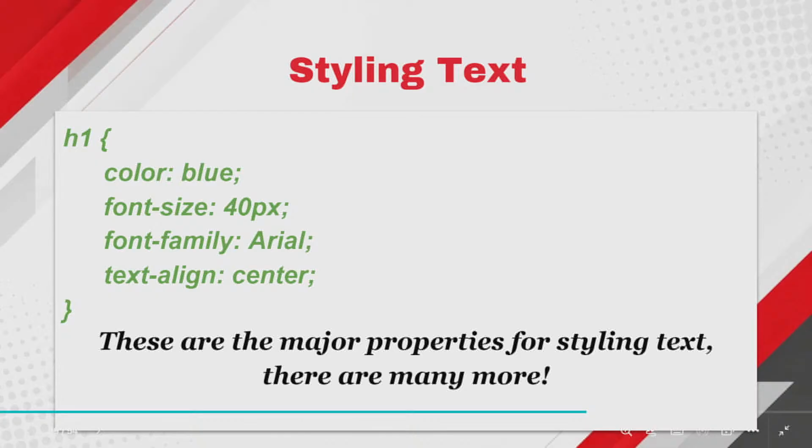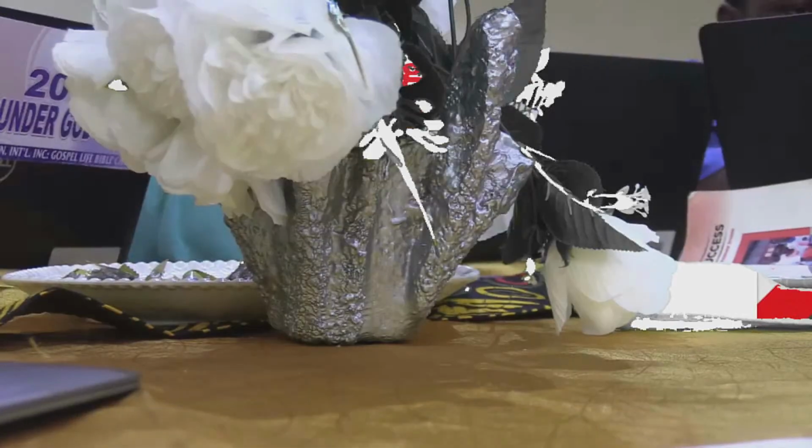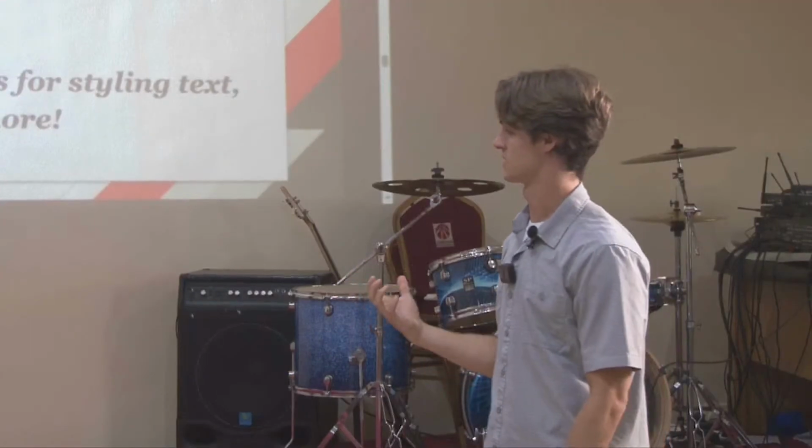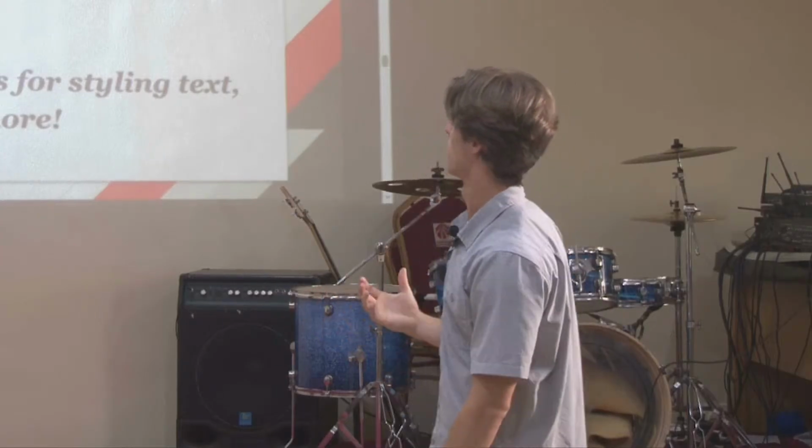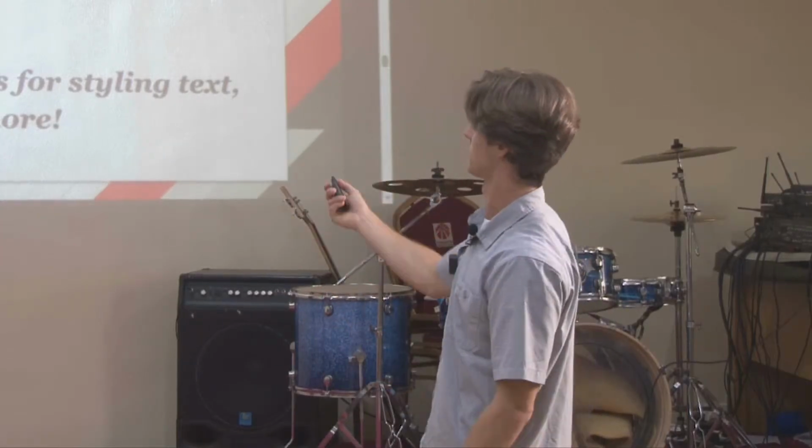So these are some of the most foundational properties for styling text: color, size, fonts, and how you want it to be aligned. There's some other things that you can do as well, but these are the most foundational. So now we're going to see, if you remember, and you're all looking at it in your files or in your projects as well, the most generic styling is Times New Roman, and it's black.